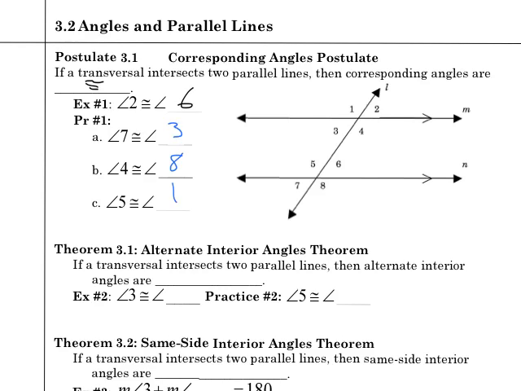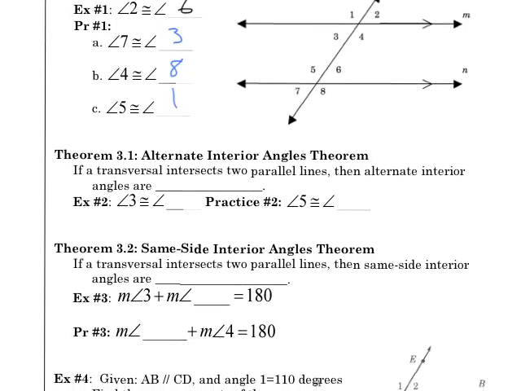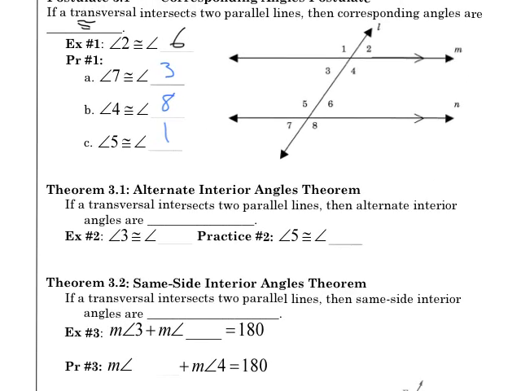Okay, so this is what you should have found if you knew which angles were corresponding, right? 7 is corresponding to 3, 4 is corresponding to 8, and 5 is corresponding to 1. They're all in the same corner, so therefore they're corresponding. So from this, we're able to prove a lot of other theorems, and we could do these proofs later, but for now you can just kind of believe me.